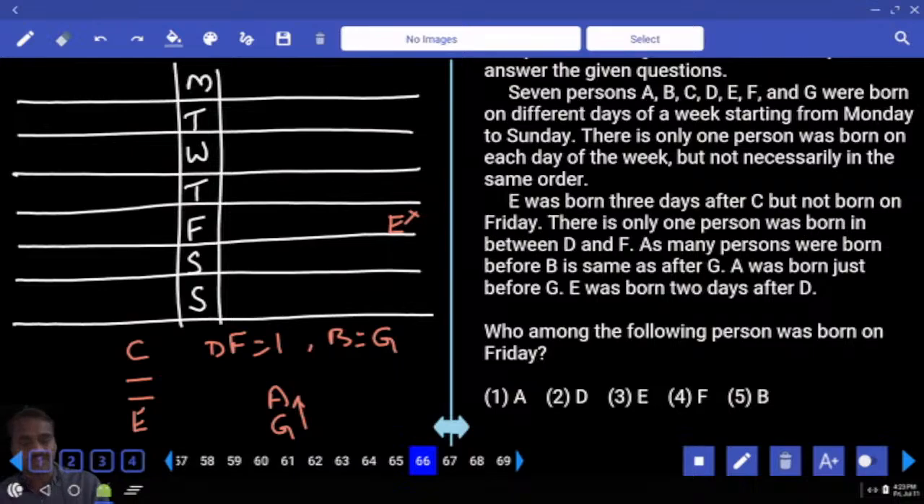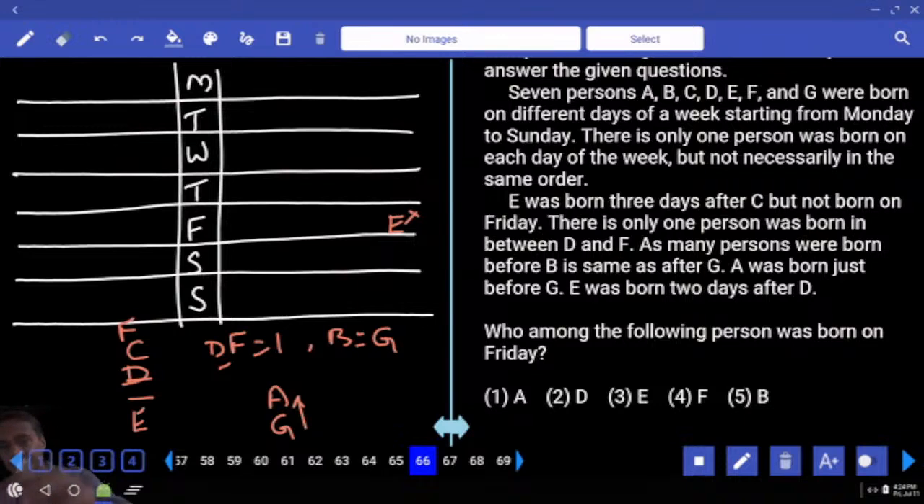E was born 2 days after D. That means D must be here. D is here. Between D and F there must be exactly one person. Hence F must be before. After is not possible. Hence these 5 persons must be in this row.